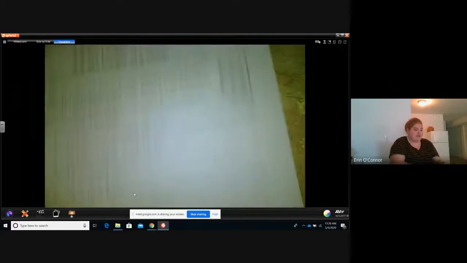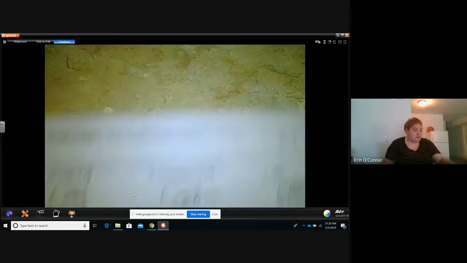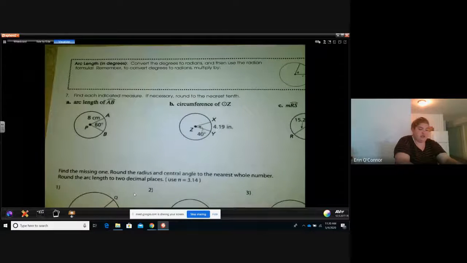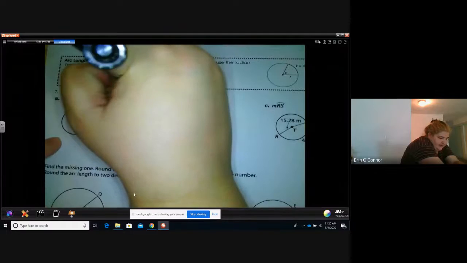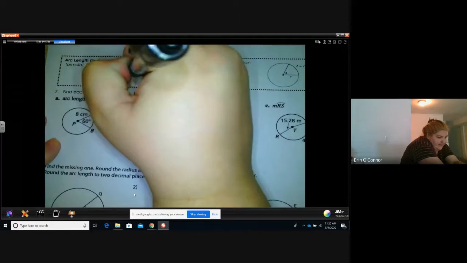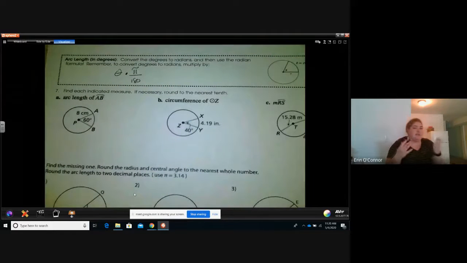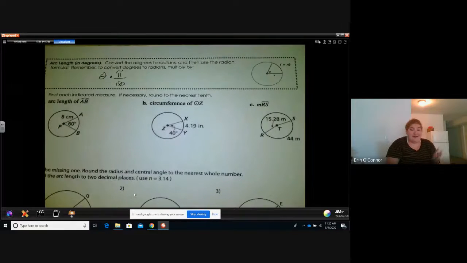Okay, second page. Now arc length in degrees. You convert the degrees to radians, so you always have to have it in radians, and then use the radian formula. Remember to convert degrees to radians, multiply theta, whatever you have, by pi over 180. And since we're converting to radians, the pi has to be in the numerator. But basically it's the same thing, except you're converting first.